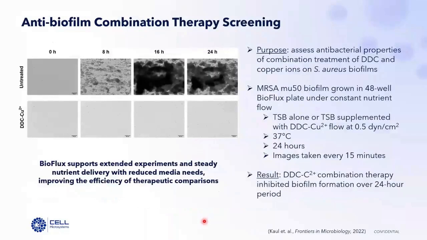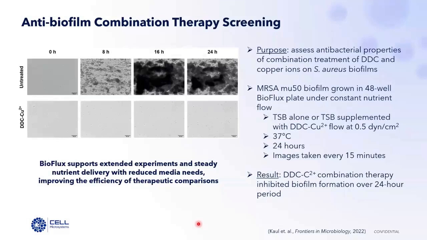Next, we see how the BioFlux was leveraged to do anti-biofilm screenings of compounds. Using the 48-well plate, which has a total of 24 microfluidic flow cells, the antibacterial properties of diethyl dithiocarbamate, or DDC, and copper ions were studied on a Staphylococcus aureus biofilm, which is a common pathogen isolated from surgical site infections.